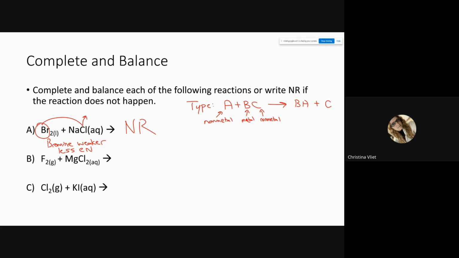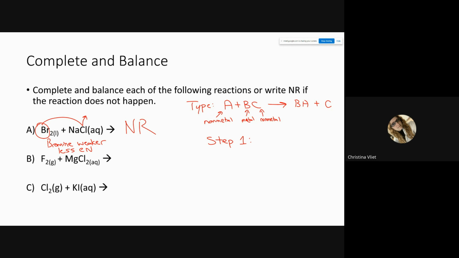All right, F2 plus MgCl2. Does this one happen? Yes. Is fluorine stronger than chlorine? Yes. Sure. Fluorine is the strongest. It will replace anything, right? So then, if the reaction happens, well, now we start in our steps. What's the compound we made?